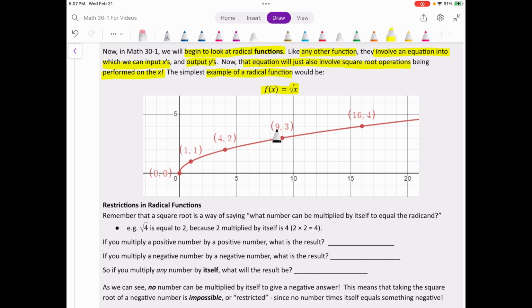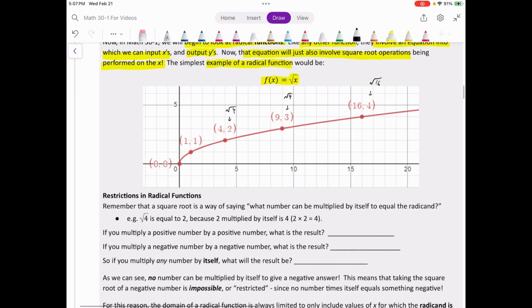Put in 9, square root of 9 is 3. So the point when x is 9, y will be 3. That point should be on our graph, right? X is 16, square root of 16 is 4. Take the square root of x, you get your y, right? Notice all of these, this is just the square root of 16. This is just the square root of 9. This is just the square root of 4. That's what our function does. It takes the square root of the input. This is a radical function. It's the most basic radical function we can come up with, right? It's just y equals the square root of x.